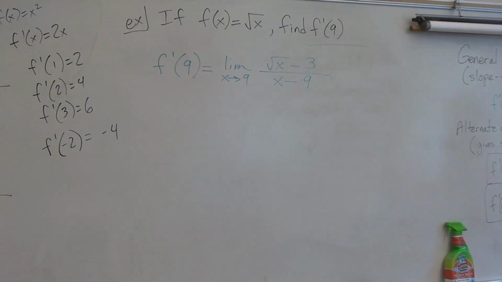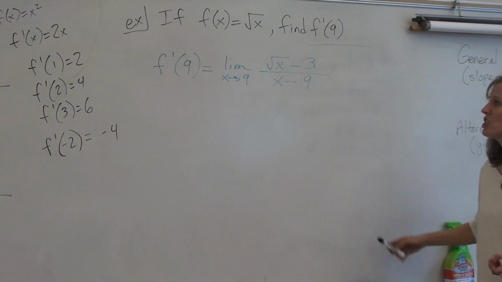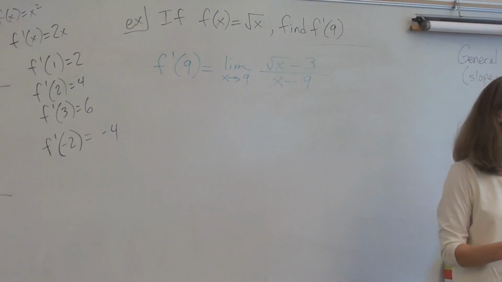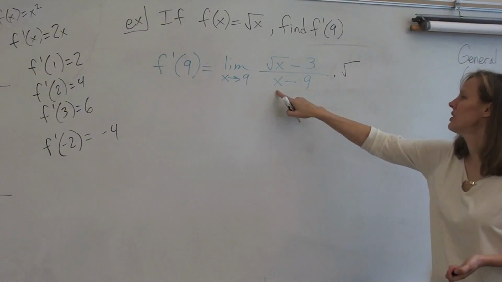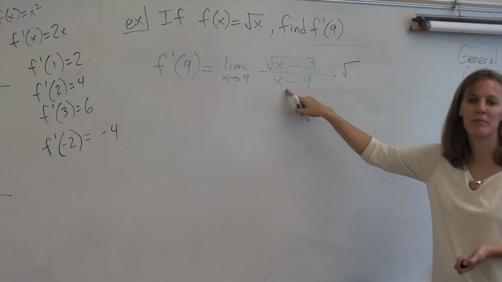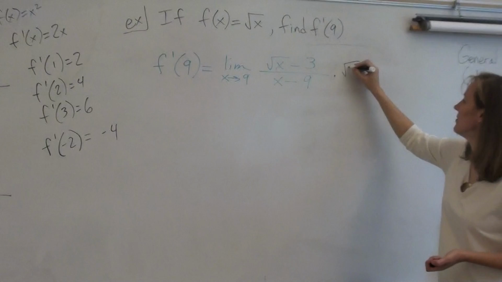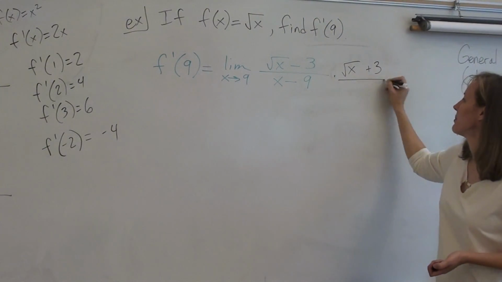You guys already done? Alright, what did you guys do? Did you multiply by the conjugate or did you factor? Multiply by the conjugate? Okay. How would you factor it? This would be root x plus 3, root x minus 3. It's just plus 3.